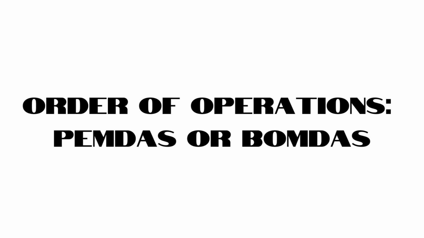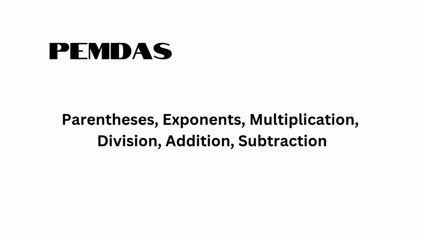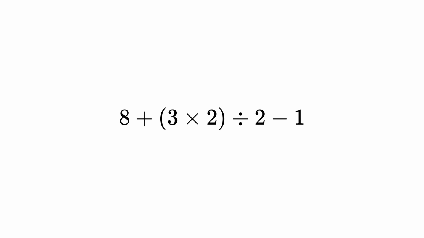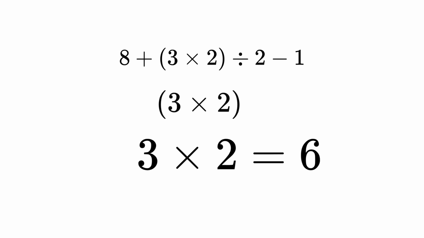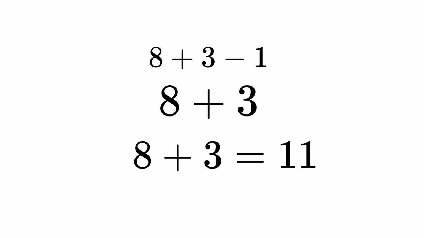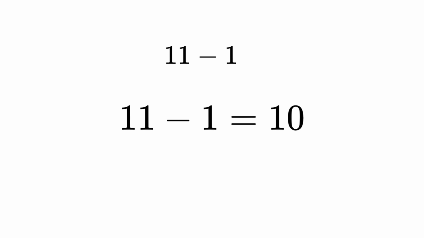To solve numerical expressions correctly, you need to follow a specific order of operations. This is where PEMDAS or BOMDAS comes in. Both PEMDAS and BOMDAS are rules that help you solve expressions with multiple operations in the right order. Let's solve one together. First calculate inside the parentheses. Multiply. 3 times 2 equals 6. Next, divide. 6 divided by 2 equals 3. Now, add. 8 plus 3 equals 11. Finally, subtract. 11 minus 1 equals 10. Following PEMDAS or BOMDAS ensures you get the right answer every time.